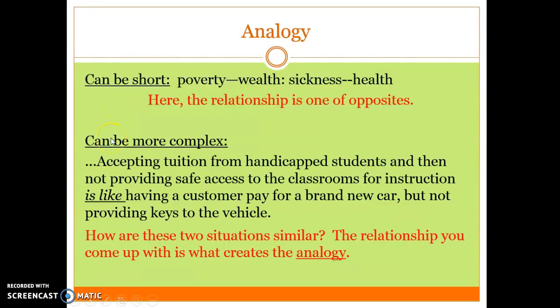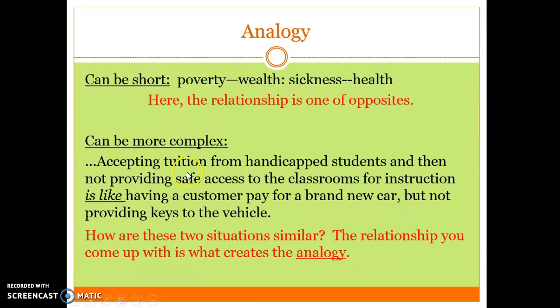Analogies in writing are generally more complex. So here we have this one: accepting tuition from handicapped students and then not providing safe access to the classroom for instruction is like having a customer pay for a brand new car but not providing keys to the vehicle. So think about how these two situations are similar. The relationship that you come up with is what creates the analogy.